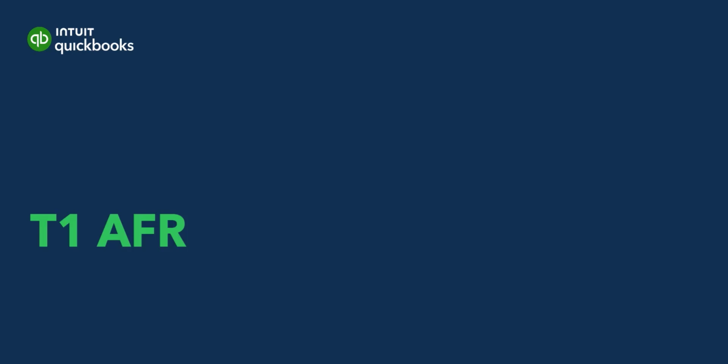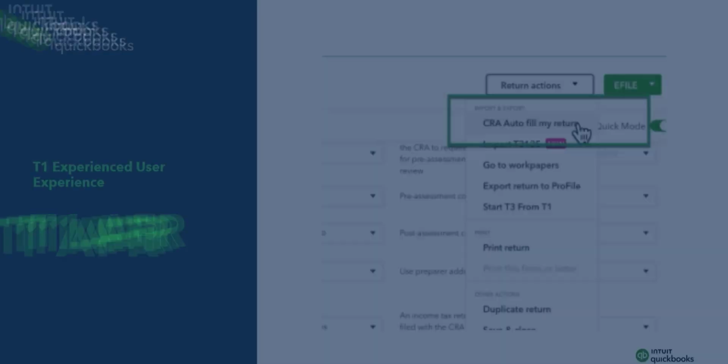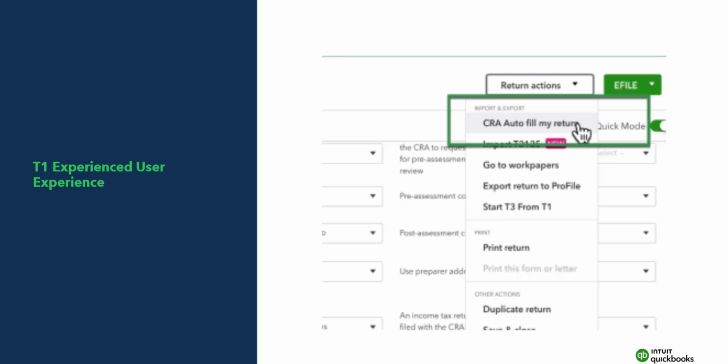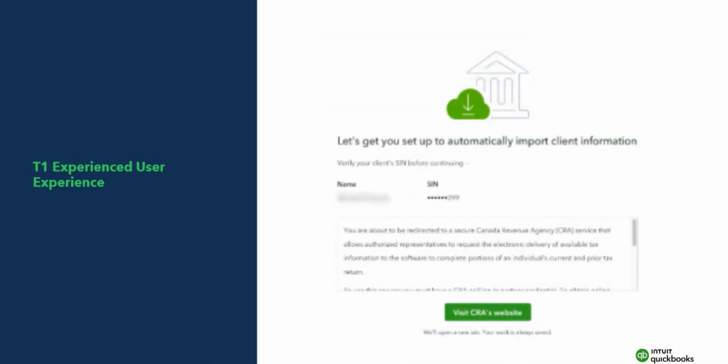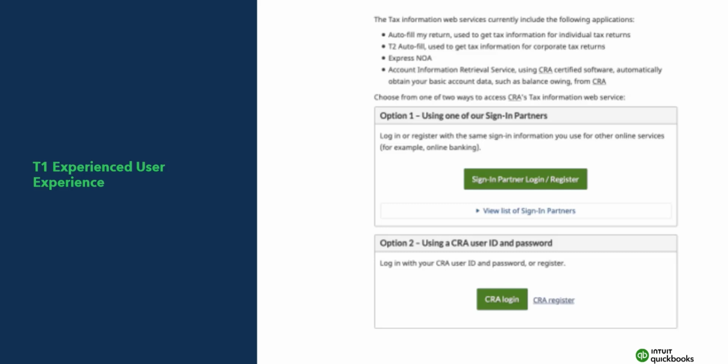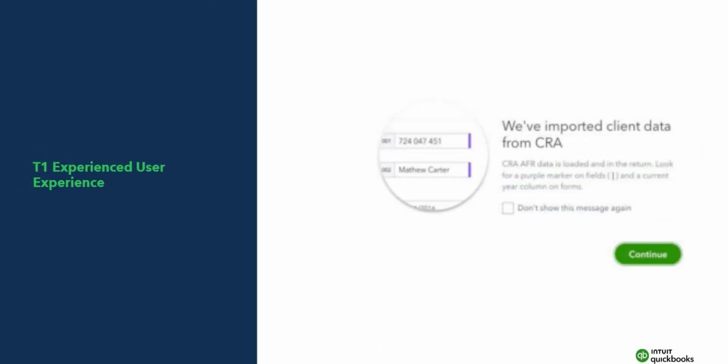So to actually get started and to use the AFR feature, you're going to open the file in ProTax, and you're going to select Return Actions, and you're going to select CRA Autofill My Return. Once there, you're going to get a pop-up that will tell you to visit the CRA's website. You're going to have the name and SIN number to double check that you're with the right client. So once you select visit the CRA's website, you're going to sign into the CRA's website with your established credentials that you already have to log into the CRA. You're going to confirm your client's social insurance number and hit next. And then what you're going to do is close the window after ProTax has made that connection.